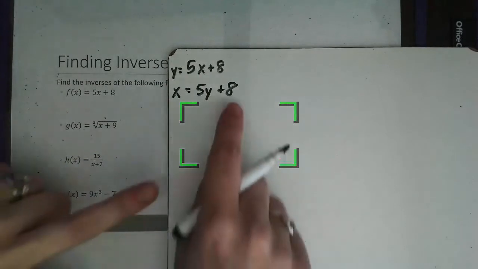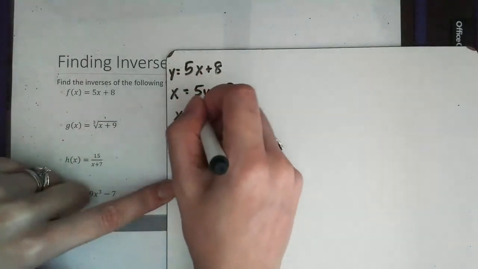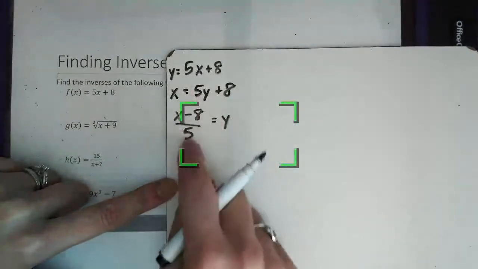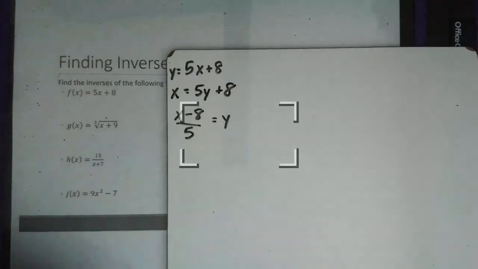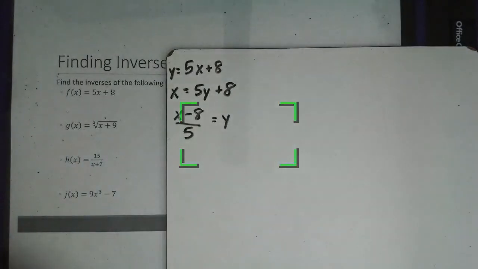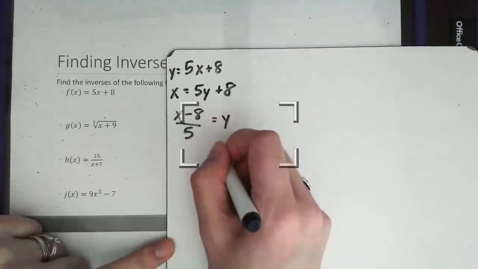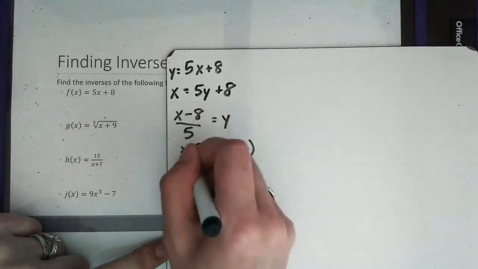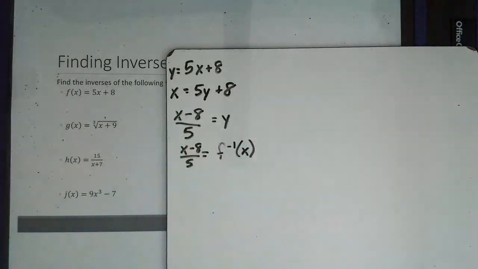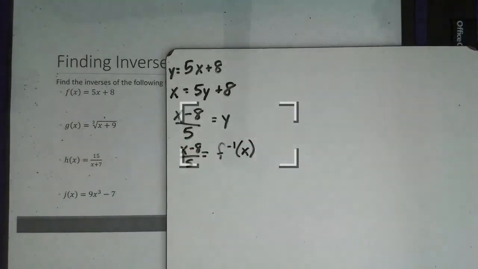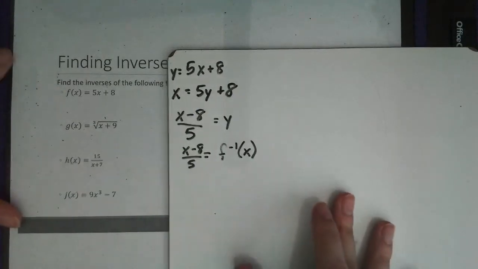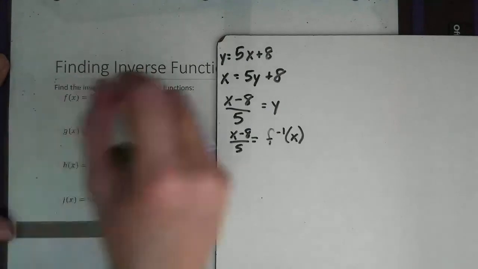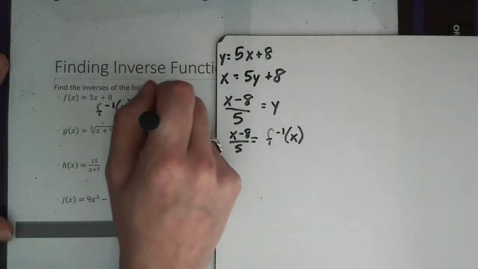I want to get the y by itself. So I need to subtract the 8. So I subtract the 8 over and I divide by 5. I get x minus 8 over 5 equals y. Finally, I need to do my inverse notation. So instead of y, this is going to be f inverse of x. It's f inverse because I switched the x and the y. So it's not f of x back. I switched the x and the y, so now it's f inverse of x. So f inverse of x is equal to x minus 8 over 5.